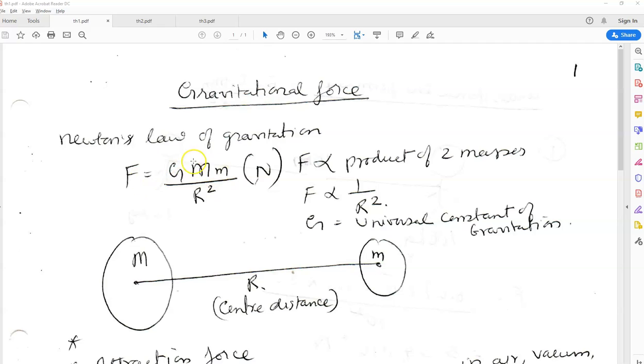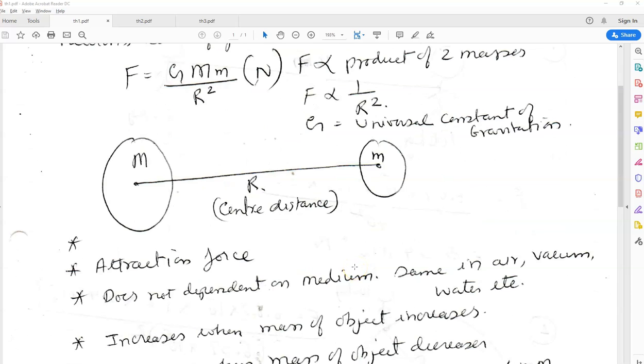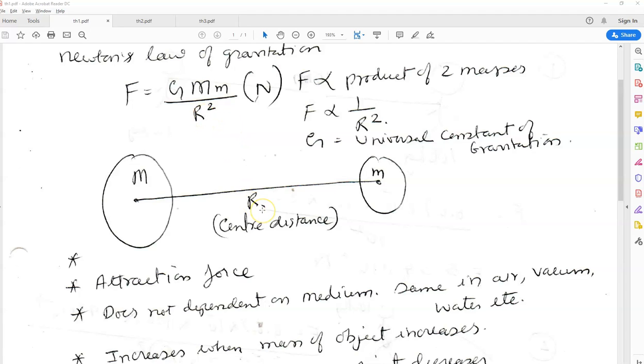From this formula you can make out the force is directly proportional to the product of the two masses and inversely proportional to the distance squared, and G is a constant. Now this constant G is a universal constant. What it means is the force between these two masses does not depend on the medium, like if you compare this with the force due to an electric field. This force is the same wherever the masses are in the universe.